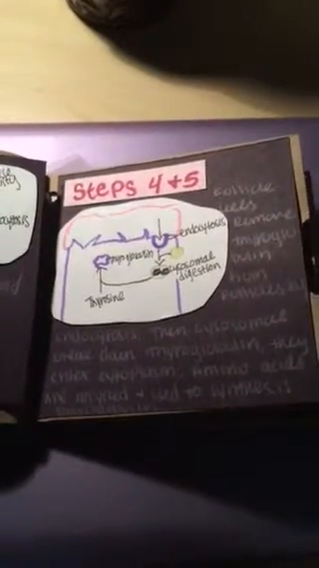Steps 4 and 5. Follicle cells remove thyroglobulin from the follicles by endocytosis, which occurs right here. Then the lysosomes break down thyroglobulin and the products enter the cytoplasm. Amino acids are released and used to synthesize thyroglobulin.